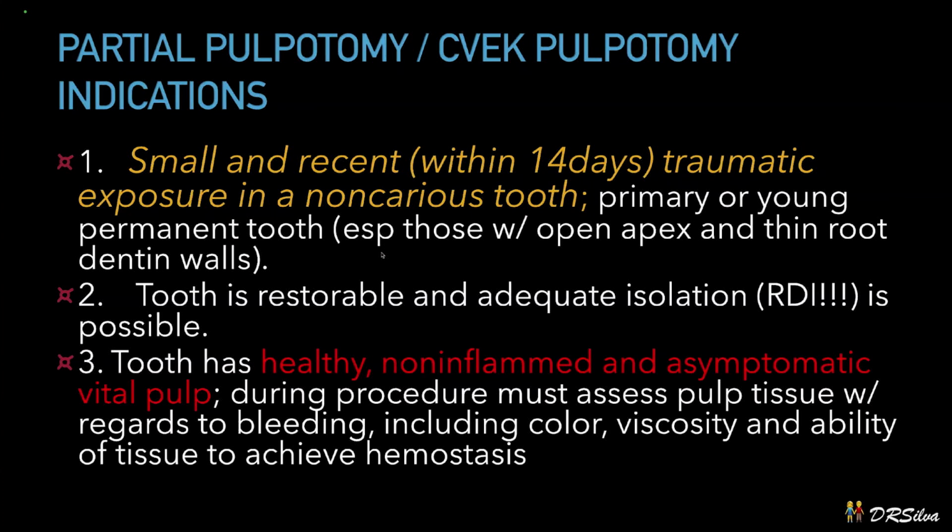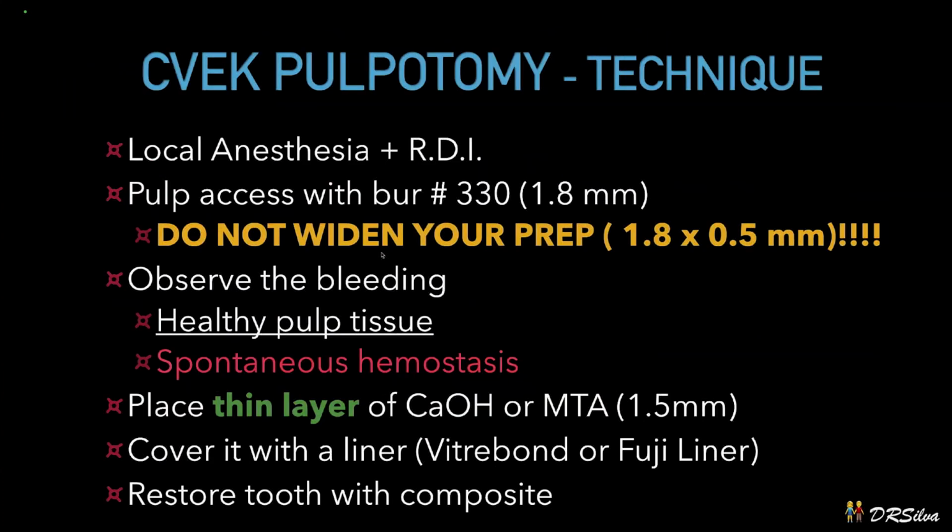And it can be done for primary or young permanent teeth, especially those with open apex and thin root dentin walls. The tooth, of course, is restorable with an adequate isolation. Rubber dam isolation is paramount for the success. The tooth has a healthy, non-inflamed, and asymptomatic vital pulp. So during the procedure, you will be assessing the bleeding, the color, the viscosity of the pulp, and of course, the ability to achieve spontaneous hemostasis.